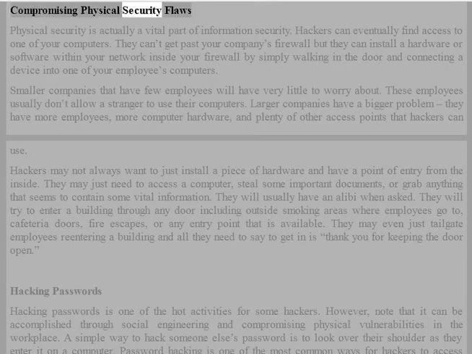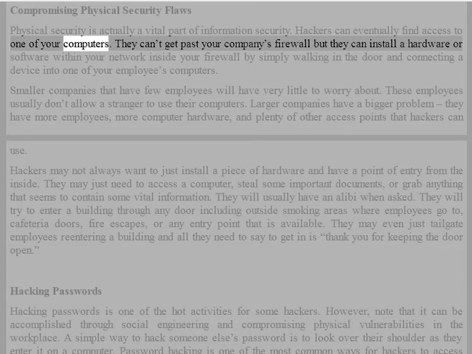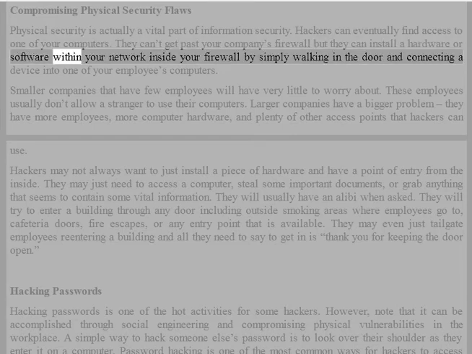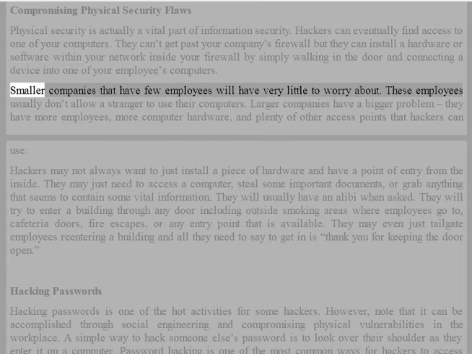Compromising physical security flaws. Physical security is actually a vital part of information security. Hackers can eventually find access to one of your computers. They can't get past your company's firewall, but they can install hardware or software within your network, inside your firewall, by simply walking in the door and connecting a device into one of your employees' computers. Smaller companies that have few employees will have very little to worry about.